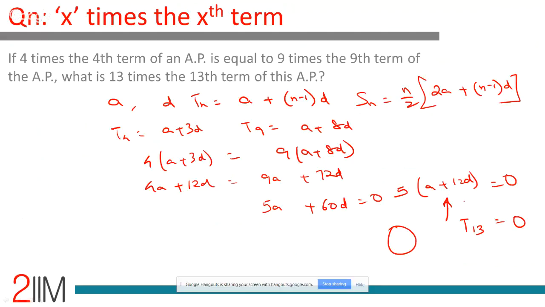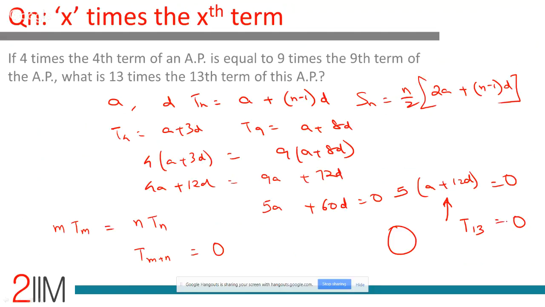Wonderful question. Just plug in the ideas and then you're through. 4 times 4th term is equal to 9 times 9th term. So you put your head down and say, look, I'm not looking at some genius method for this. I'm just going to plug in 4 times (A plus 3D) equals 9 times (A plus 8D), and then solve. I get A plus 12D is equal to 0, which is nothing but the 13th term. Another way of expanding this: if M times Tm equals N times Tn, then T(m plus n) is equal to 0.